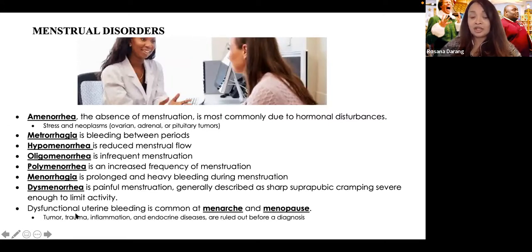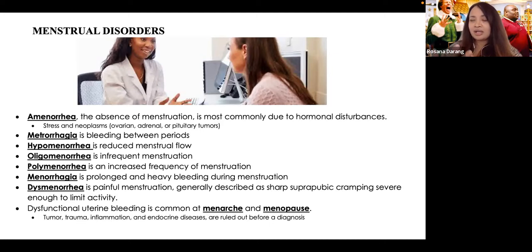And dysfunctional uterine bleeding, or DUB, this means the pattern is like a combination of the above. Sometimes it's every 28 days, sometimes it's every 15 days, sometimes I don't have it for months, and then when I have it, sometimes it's heavy, sometimes it's not. So it's very irregular. Now that could be a sign of an organic condition, but that is also present at menarche, at the beginning of menstruation.